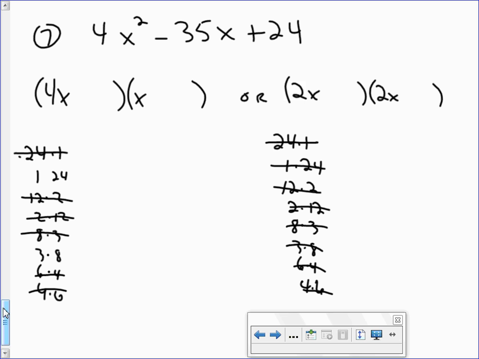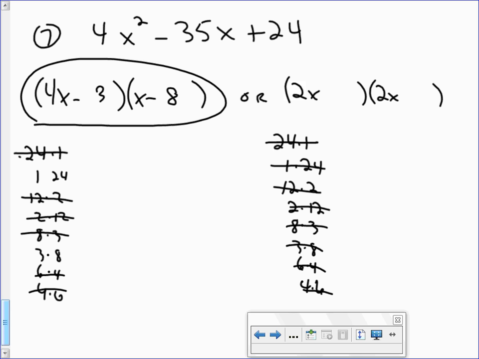Oh, I forgot to put my signs in. That's very bad. What are the signs? Minus and minus. They both have to be minus. And I'm pretty sure this one works, doesn't it? Yes? Okay. All right, so you like that little trick about how you cross out some of those guesses on those long, nasty problems? Yes? Excellent.